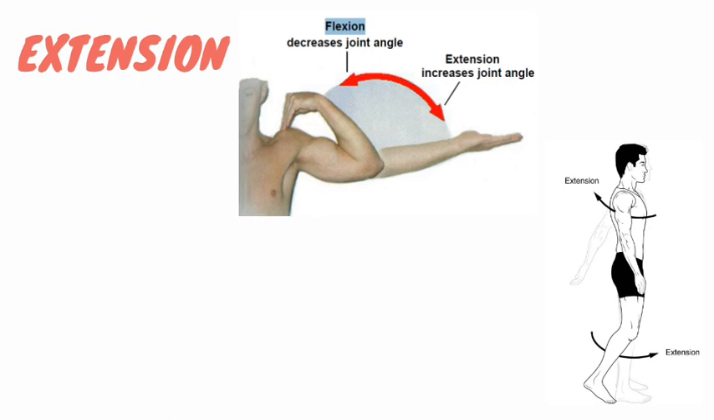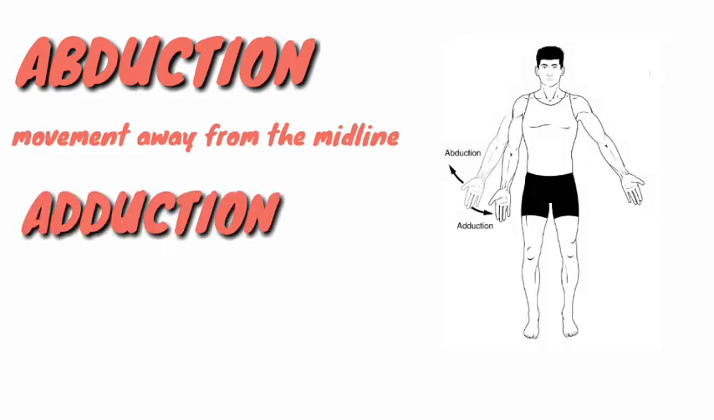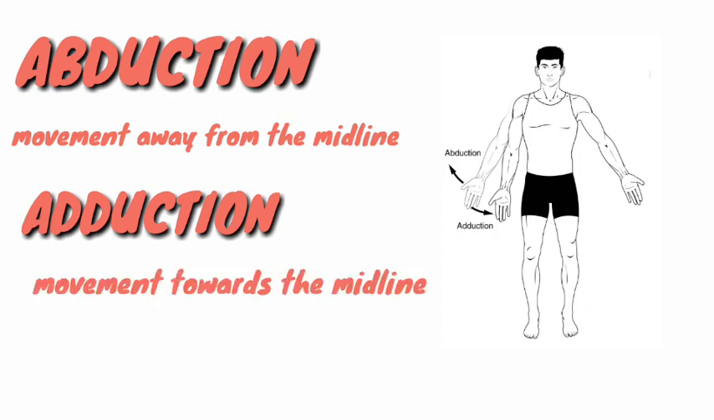Extension, straightening the joint to its usual place. Usually it increases the joint angle. Mostly it takes place in posterior region. Abduction, movement of limb away from the midline. Adduction, movement of limb towards the body midline.